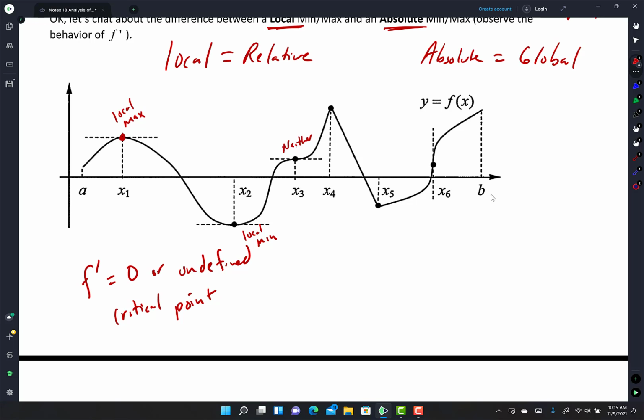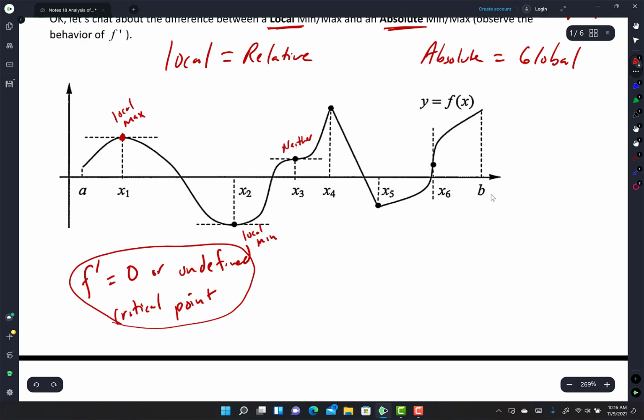What about x4? Okay, the derivative is undefined, which means it's a critical point, because that's what it is if f prime is 0 or undefined. So this one's a local max, and we'll talk about if it's a global one in a little bit.